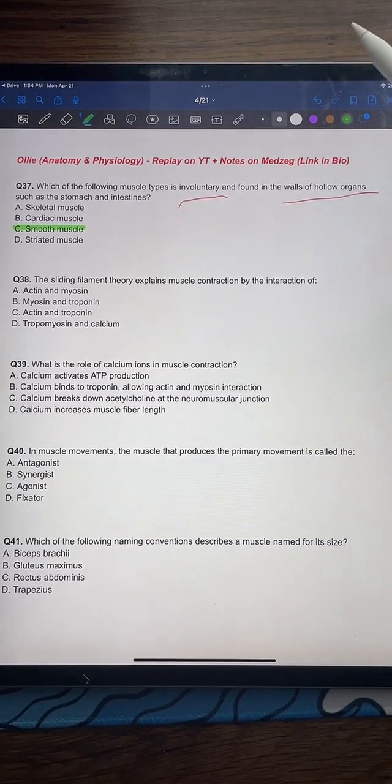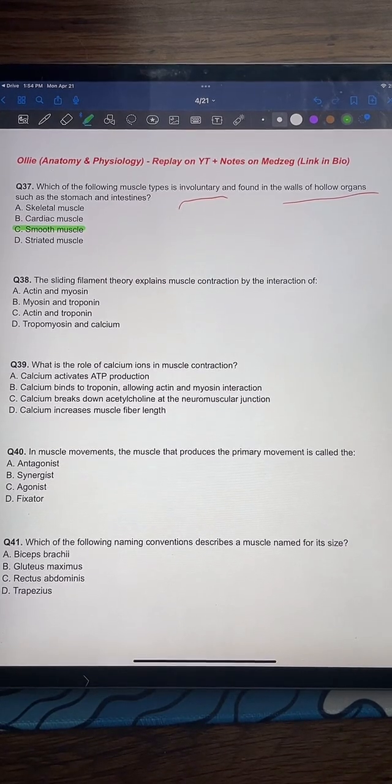38. The sliding filament theory explains muscle contraction by the interaction of what two filaments?